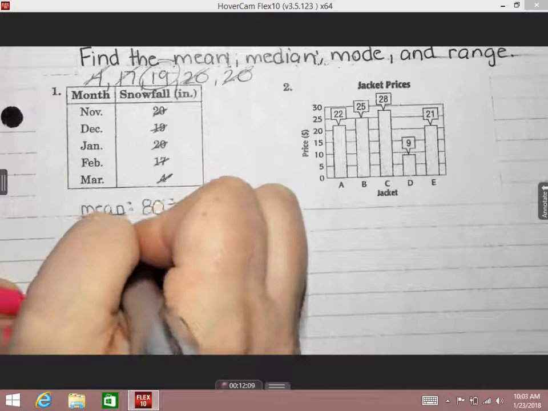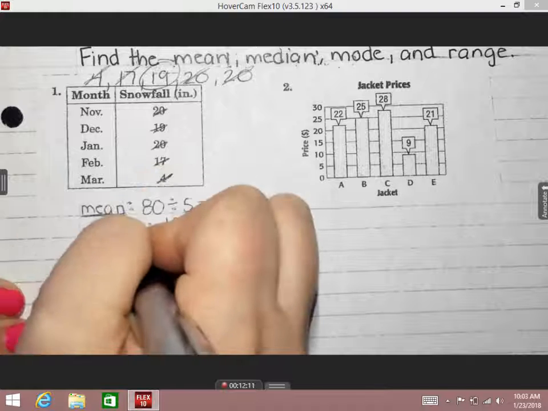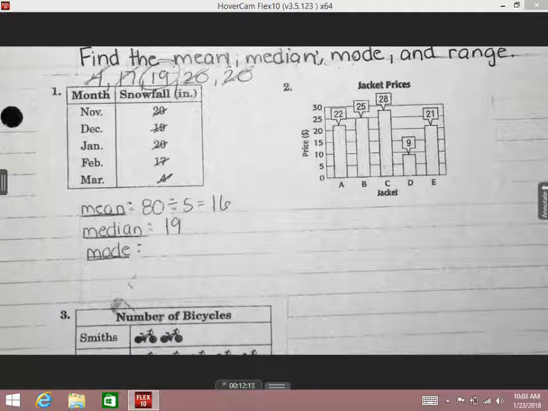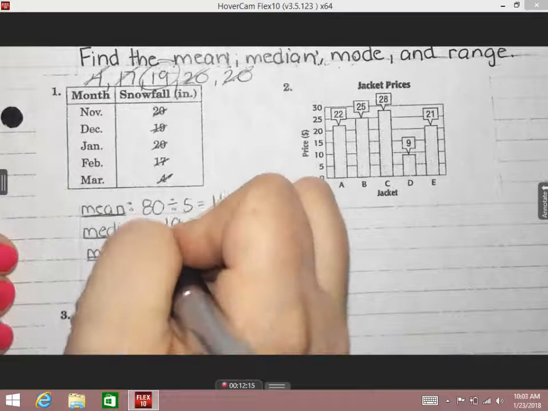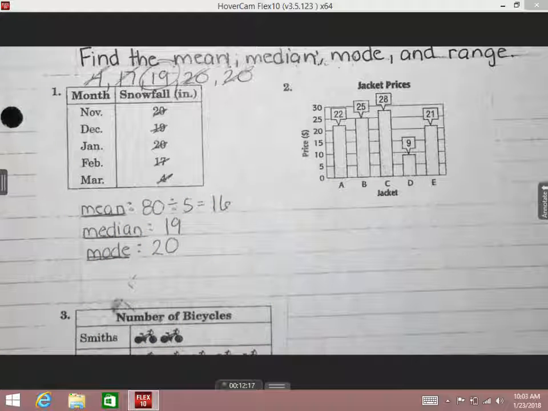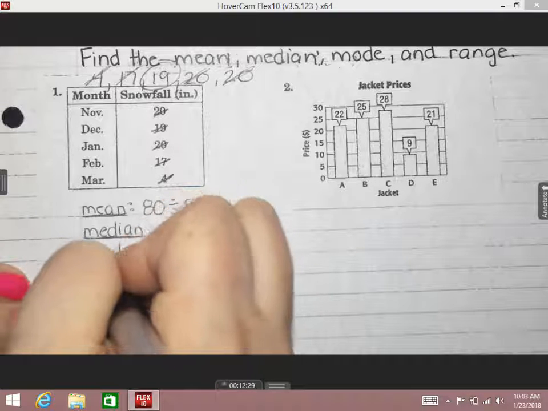Okay? All right, what about my mode? What is my mode for this problem? Based on our definition, what do y'all think the mode is? Allie Claire. 20. Why? Because it appears twice. It appears twice and the others only are there once. Not because it's the largest number. It's because it is there more than the others. Okay? What about the range? How am I going to find the range?